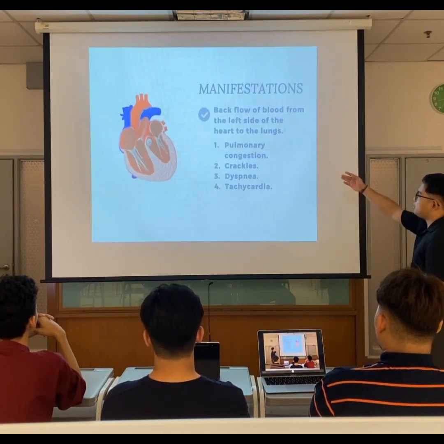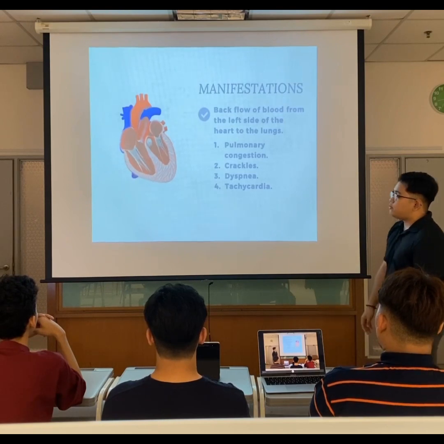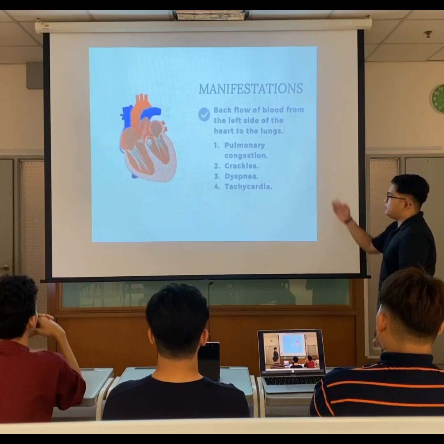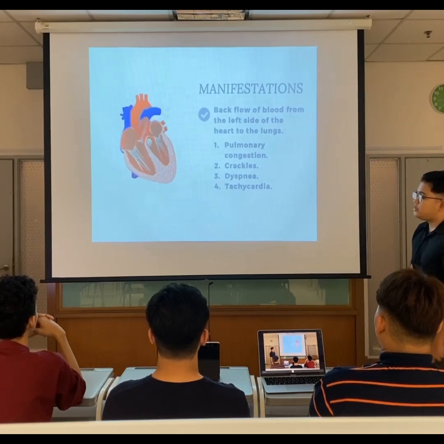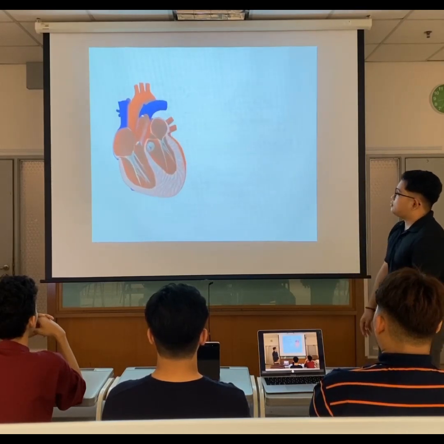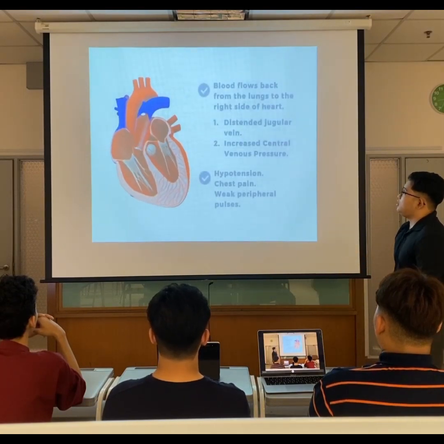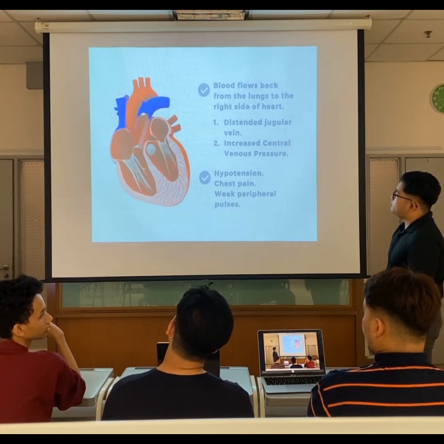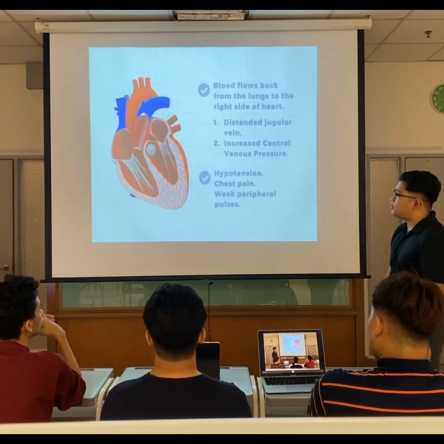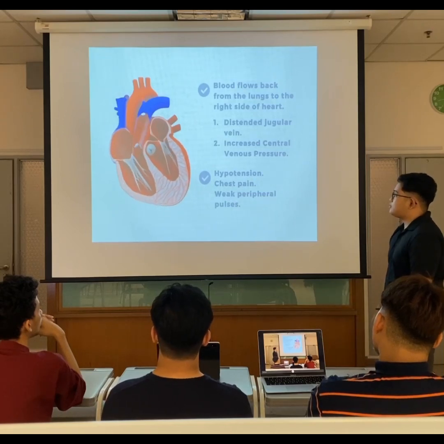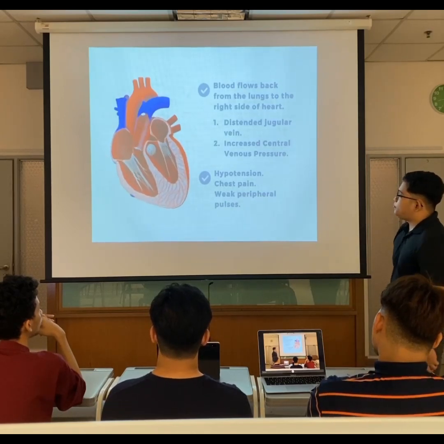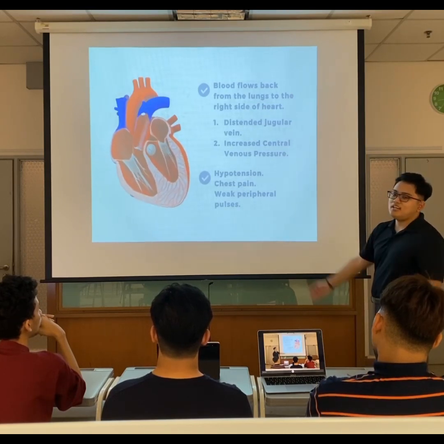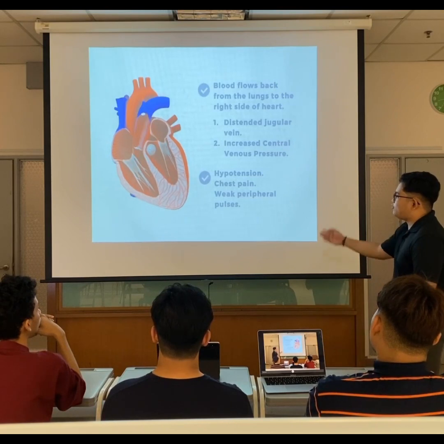Firstly, pulmonary congestion, and then we can find crackles when we assess the patient with cardiogenic shock, dyspnea, and tachycardia, which is increased heart rate. Next, the blood flow will back up from the lungs to the right side of the heart, causing distended jugular vein and increased CVP, which we know as central venous pressure. Also, the dysfunction of the heart will cause hypotension, chest pain, like Hakim said earlier, and weak peripheral pulses.